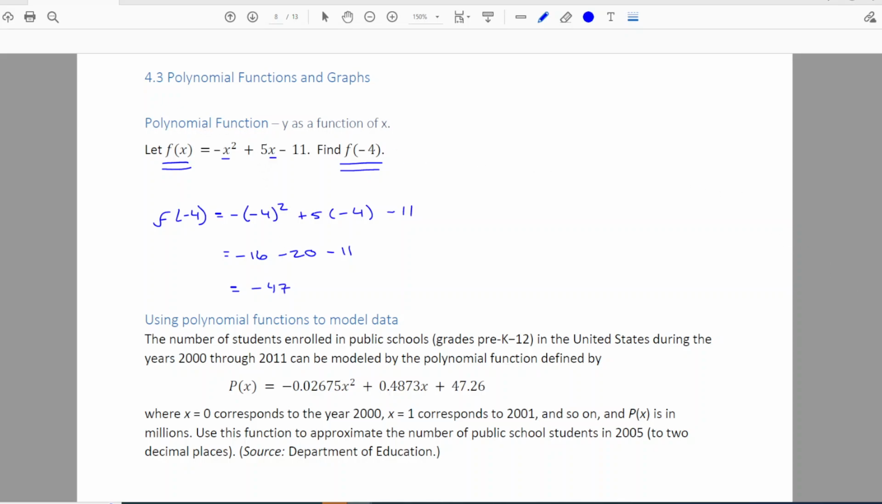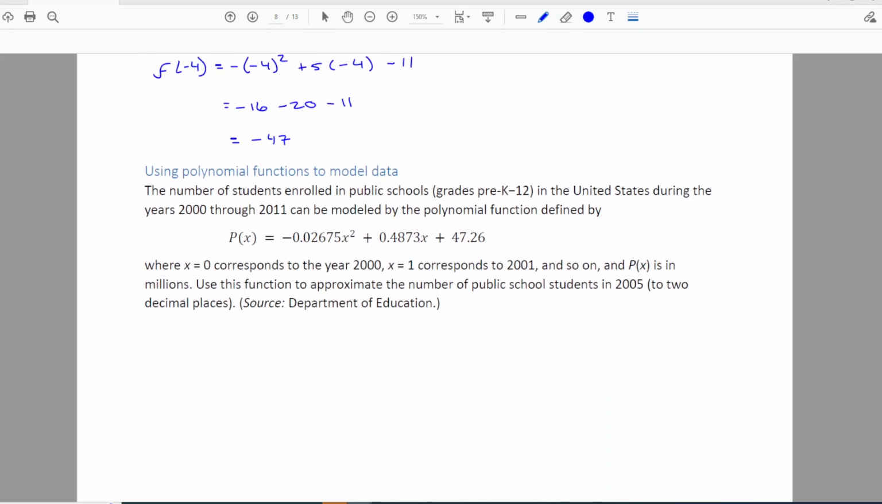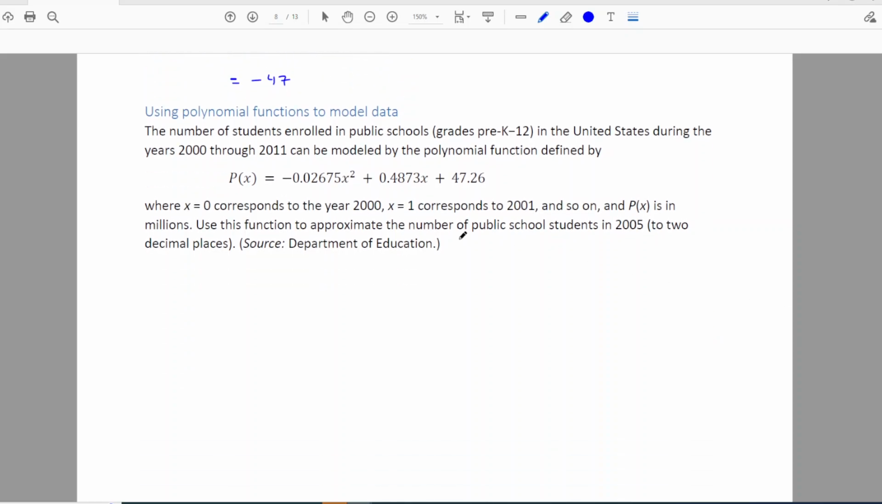Now that you've learned polynomial functions, now we can use these polynomial functions to model data. For example, the number of students enrolled in public schools, grades pre-K to 12 in the United States, because our book is so American, during the years 2000 to 2011 can be modeled by the polynomial function defined by. So this is p as a function of x, which is the same as f. In this case, it could be population, right? And it's equal to this big, gross expression where we can put in a value for x, where when x is 0, it's the year 2000. When x is 1, it's the year 2001, and so on.